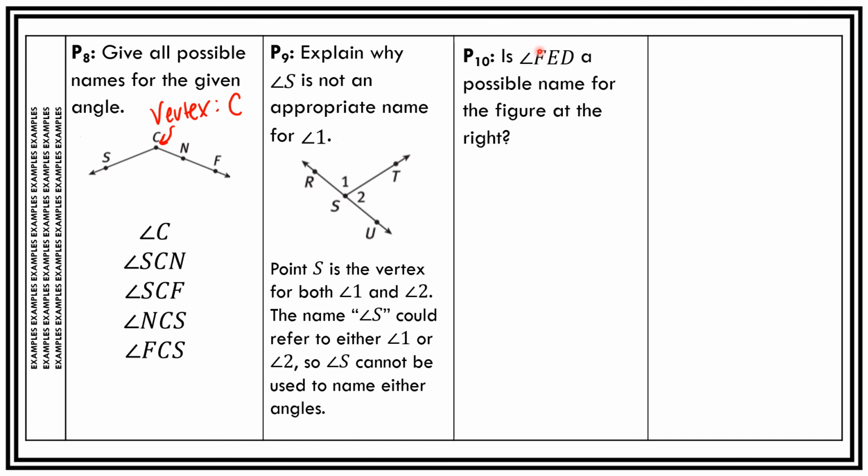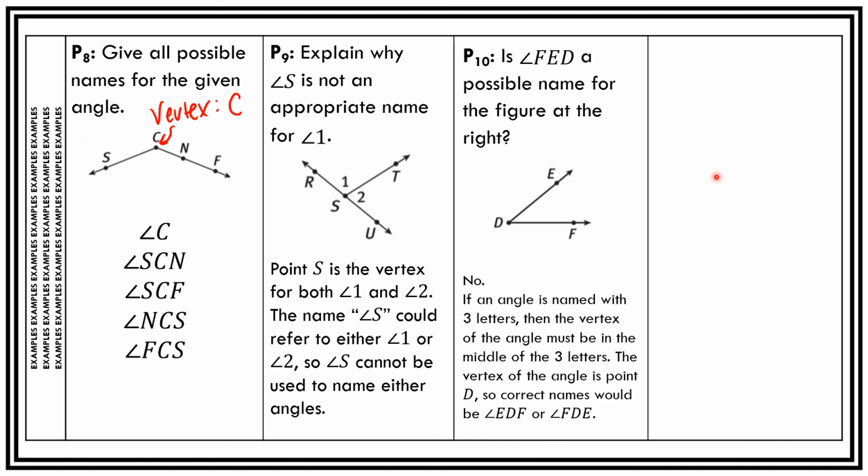Anyway. All right, P10. Is angle FED a possible name for the figure at the right, or below, right in this case? FED. What do we think? If I look at this name, the letter E is in the middle. That tells me that E would be the vertex of the angle. But if I look down here, angle D is the vertex. So, no, not a possible name for the figure.